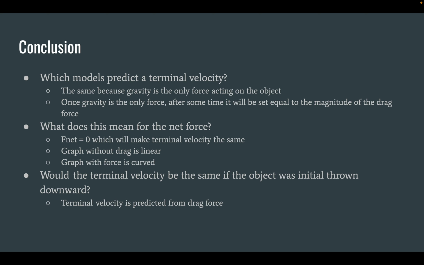And would the terminal velocity be the same if the object was initially thrown downward? It would actually be the same because the terminal velocity is predicted from the drag force, and the weight of the object will at some point be equal to the drag force, which is when the velocity will be constant based on Newton's first law.